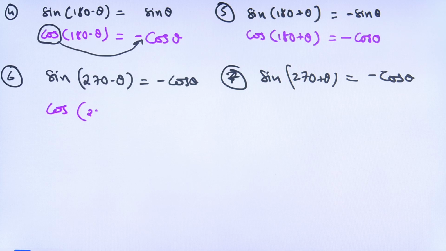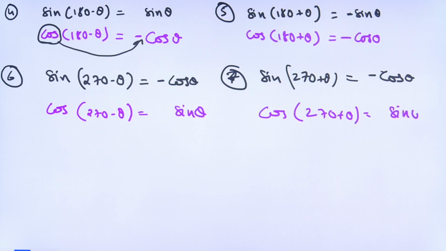cos 270 minus theta, cos 270 plus theta. So 270 has been used, so cos will become sine. Here also cos will become sine. Now 270 minus theta means third quadrant. In the third quadrant, cos is negative, that's why this is negative. And 270 plus means fourth quadrant. In the fourth quadrant, cos is positive, that's why this is positive. Clear, everyone? Right?